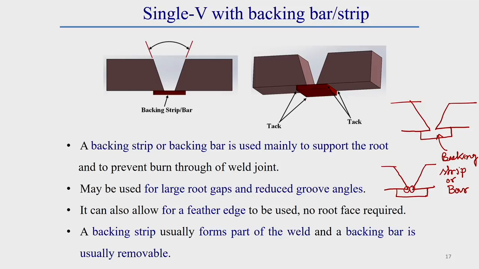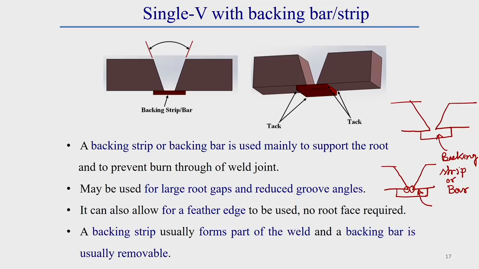Now, what is the difference between this backing strip and backing bar? Backing strip forms the part of the weld. That means after welding, it also will be a part of that weld joint. That is, backing strip is not replaceable, but backing bar is removable, that means it is recyclable. After welding, we can remove that backing bar from the root and we can reuse it. So, this is called backing bar. Backing strip forms part of the weld, but backing bar is usually removable, which can be recyclable also.